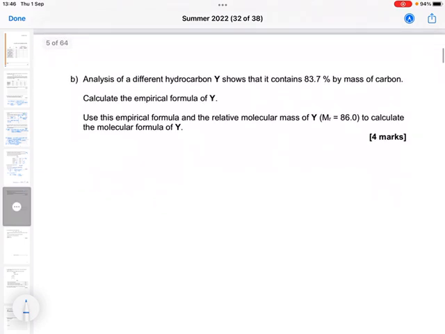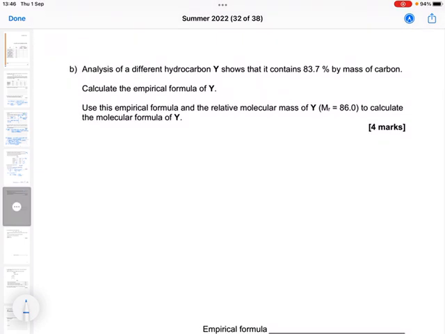Part B, analysis of a different hydrocarbon. So the clue is here, there's only 2 elements, hydrogen and carbon. If I've got 83.7% of carbon, the remainder that makes it up to 100% is going to be hydrogen. So I need to calculate the empirical formula, and then I'm given the MR here in order to calculate the molecular formula. So for the empirical formula, let's start off with carbon and hydrogen. So percentage, 83.7. The difference here is going to be 16.3.